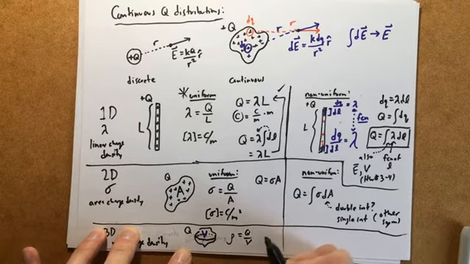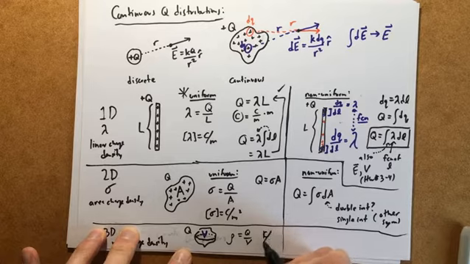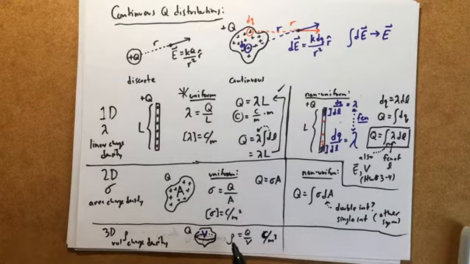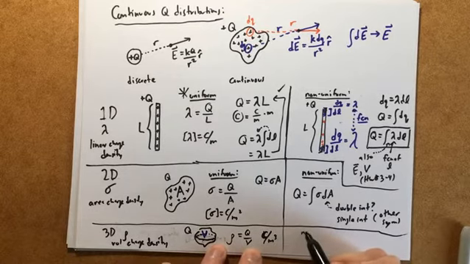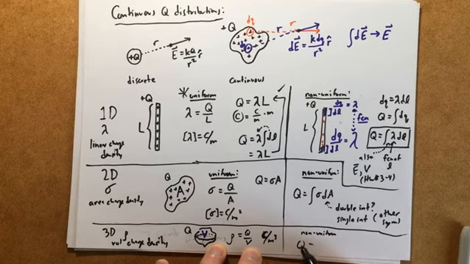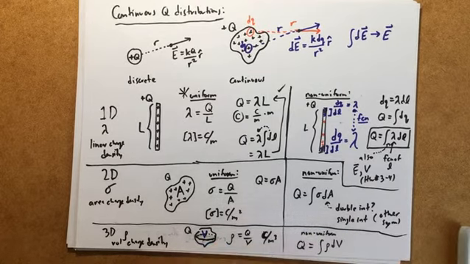coulombs per meter cubed. This one you have to be especially careful because we do use rho for mass density as well, but in this class we're pretty much using charge density only. And then if it's non-uniform, same deal. It's a function of where you are along the object. You have to use rho.